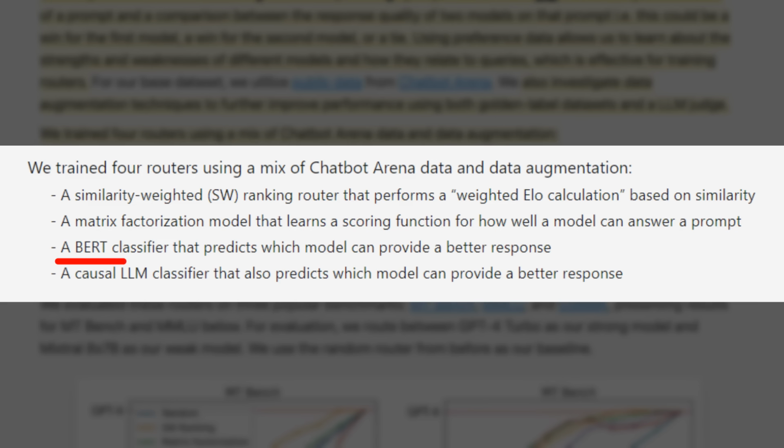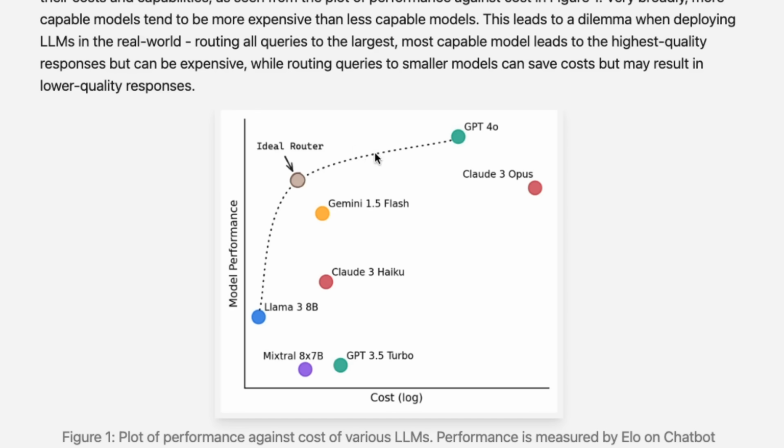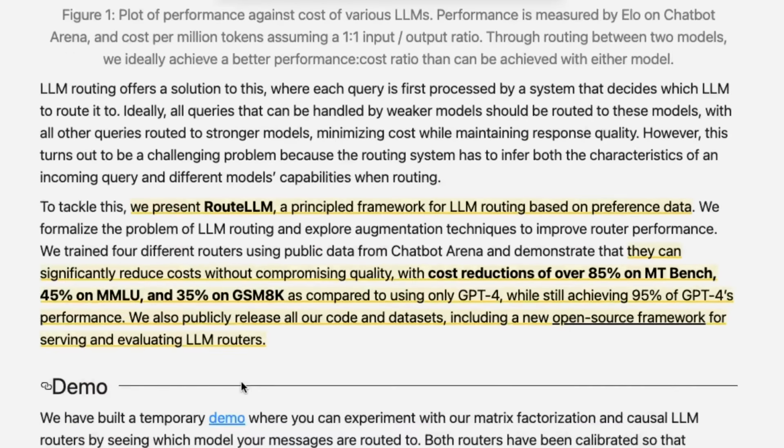The third one is where they're using a BERT model and training up a classifier for it. And the fourth one is kind of similar, but they're using an LLM classifier for it. If you look at the results in here, what we're looking for is this kind of efficient frontier of working out what model you should go for based on this efficient frontier.